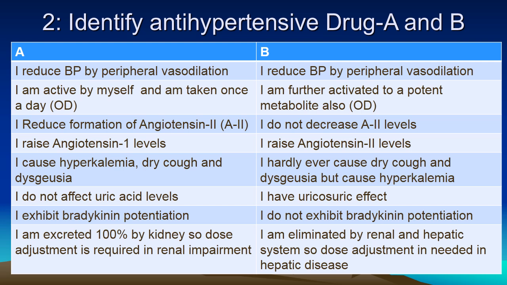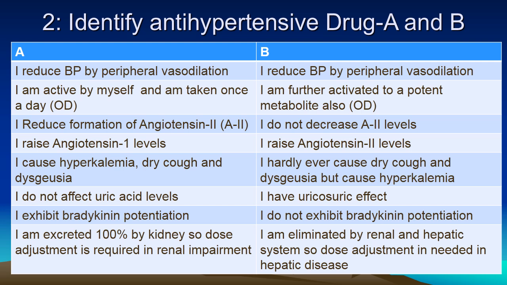A reduces formation of angiotensin II. Here it gives an idea where it is acting. B does not decrease angiotensin levels. A raises angiotensin I, whereas B raises angiotensin II. A causes hyperkalemia, dry cough, and dysgeusia, whereas these adverse effects are hardly ever seen with the use of drug B, but hyperkalemia is seen.